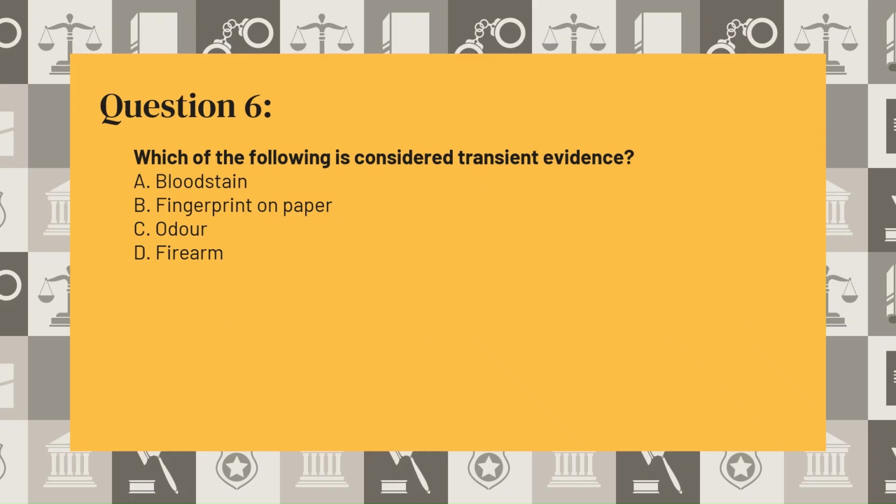Now, moving on to the next question. Which of the following is considered as transient evidence? The correct answer is option C, which is odor.